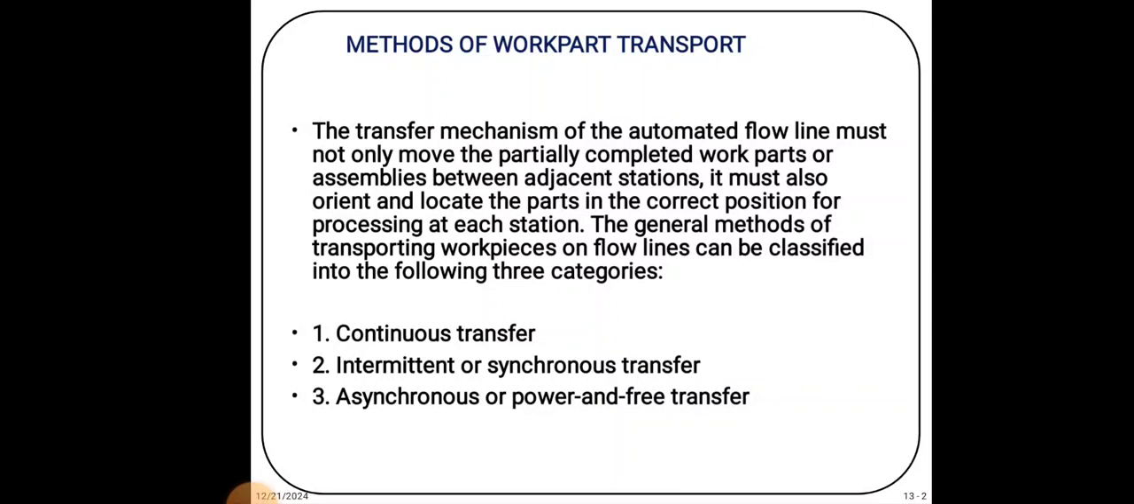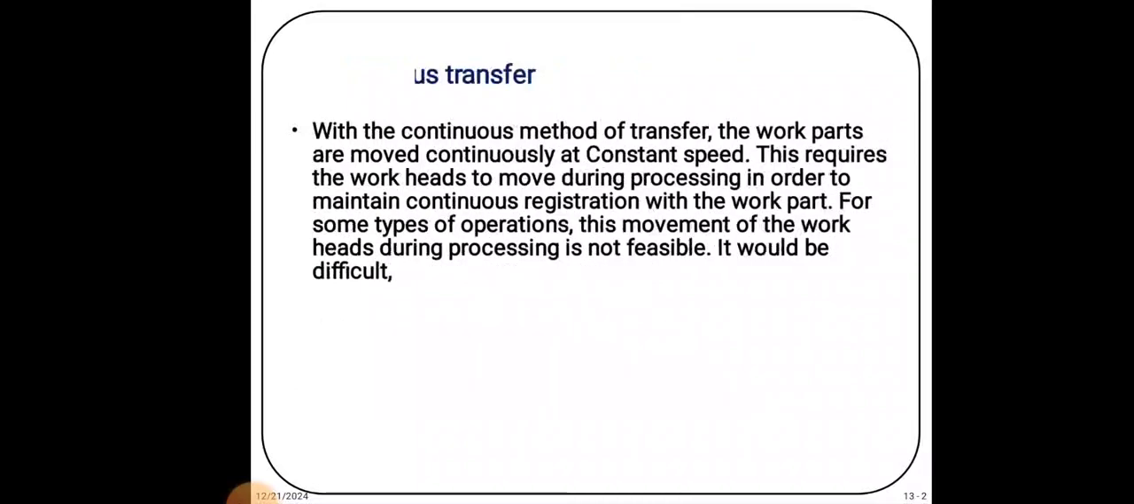The transfer mechanism of automated flow lines must not only move the partially completed work parts or assemblies between adjacent stations, it must also orient and locate the part in the correct position for processing at each station. The general methods of transporting work pieces on flow lines can be classified into the following three categories: 1. continuous transfer, 2. intermediate or synchronized transfer, 3. asynchronous or power and free transfer.